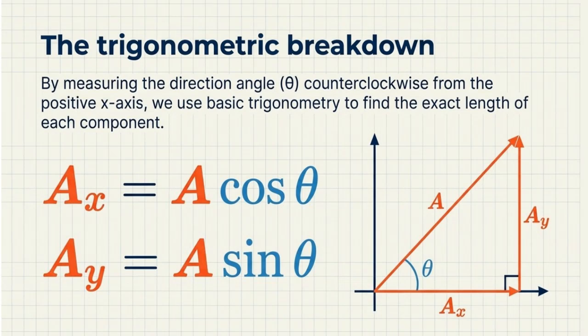Moving on, let's continue with the trigonometric approach to breaking down a vector into its components. By measuring the angle theta counterclockwise from the positive x-axis, we can use basic sine and cosine functions to find the exact lengths of the horizontal and vertical parts. The horizontal component is found by multiplying the length of the vector, A, by the cosine of theta, while the vertical component is the length of the vector times the sine of theta. This method ensures we have precise values for both components, which makes calculations and further analysis straightforward.